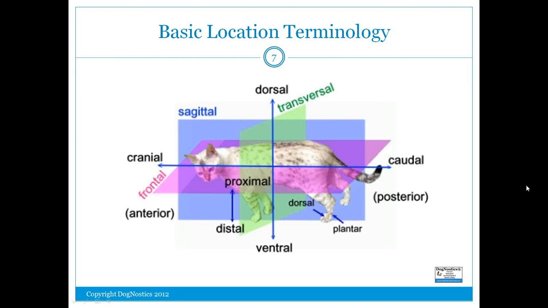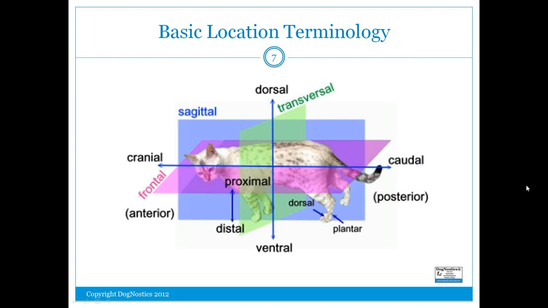So we're not going to worry about all of these terms in this picture, but I'm going to point out the most important ones and exactly what they pertain to. Right off the bat, we have cranial and caudal at the front end and the back end of this cat. If something is towards the head, then it's cranial. If it's toward the tail, it's caudal.